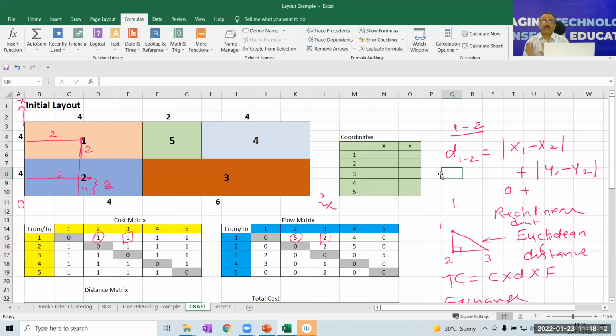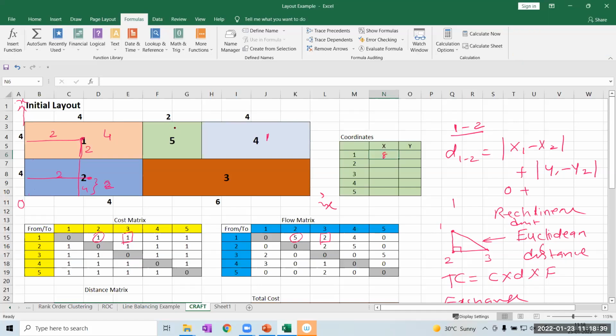Okay, so now what we are looking at, we are exchanging departments 1 and 4. So 1 will come at the place of 4 and 4 will come to the place of 1. And now the coordinates will change. So what will be the coordinates of 1 now? 1 is now here, and 4 is here. So the X coordinate of 1 will become 8, because 4 plus 2, 6 plus 2, this is now department 1 and this is the centroid.